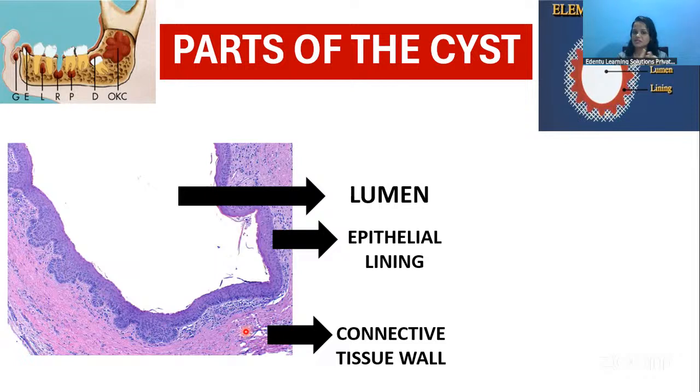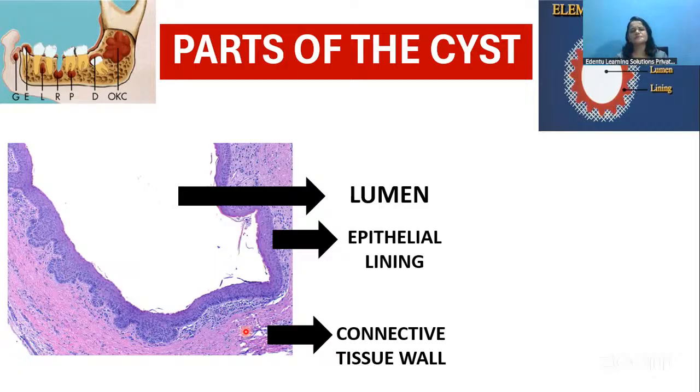These three parts are important because while writing the histological features, please make sure that you write regarding these three parts clearly. That's really important because only then will you not miss out any features. Some cysts have particular features in the lumen, some in the epithelial lining, and some in the connective tissue. So for clarity and ease of writing, please mention these three parts clearly.